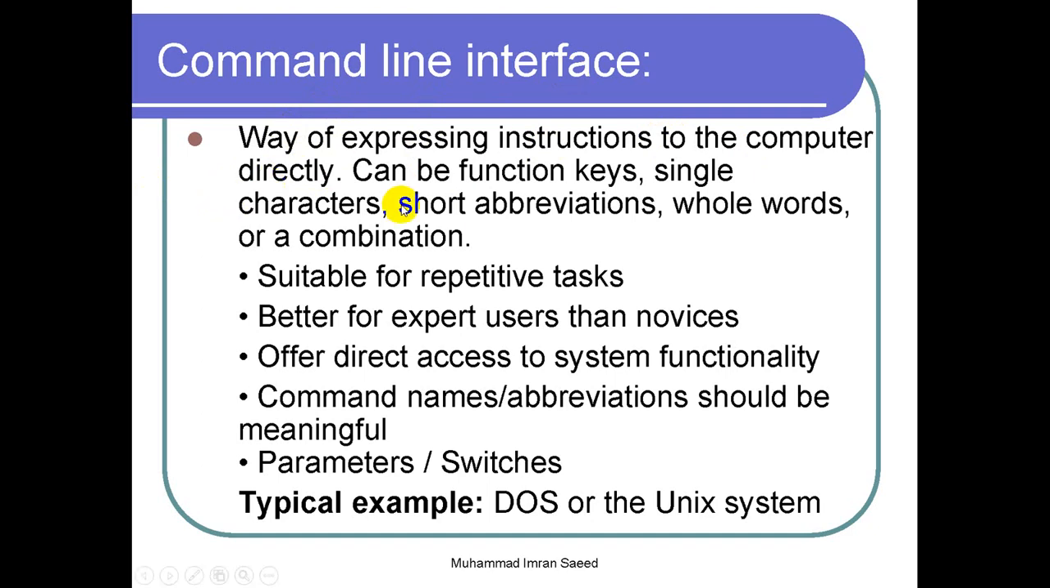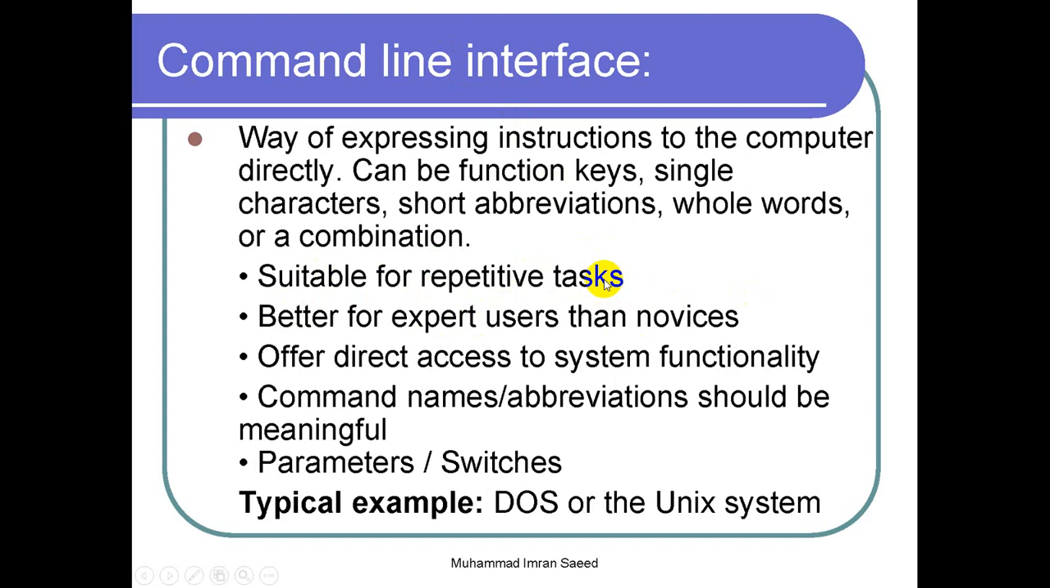There can be a command and also some function keys, for example F1, F3, single characters, short abbreviations, whole words. Directory is a whole word, dir is an abbreviation of directory, right? Copy is a whole word. So we can have commands in terms of whole words. Sometimes we apply different parameters and switches with the commands, and those can be a single character. So in a command line interface, we provide the command directly to the computer and it performs that particular task. It is suitable for repetitive tasks, so I provide the same command and just execute it, right? I can repeat the task, and I can also repeat a task with a minor change in the command. That is important.